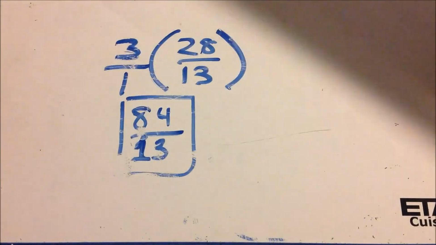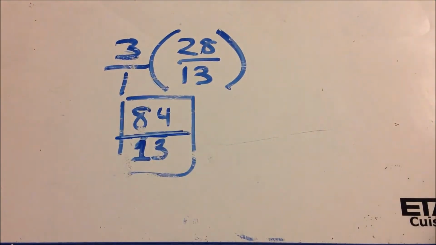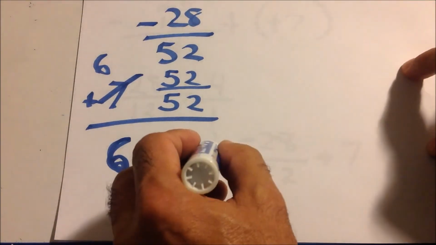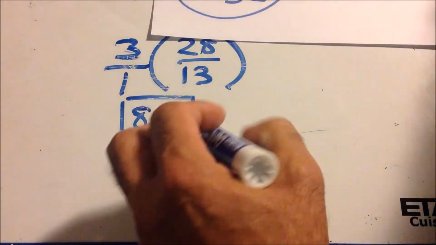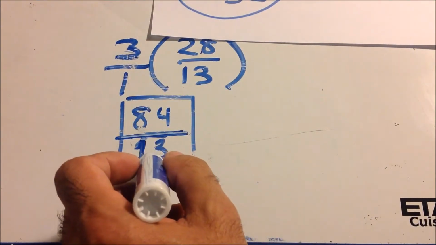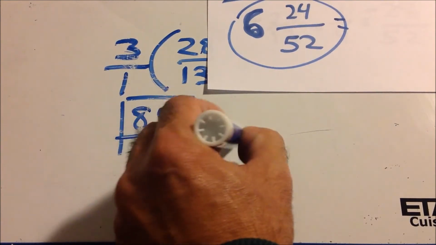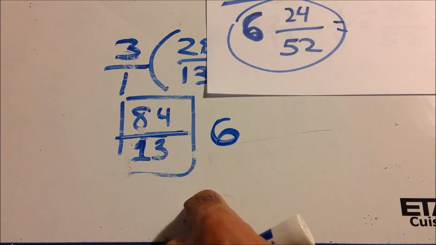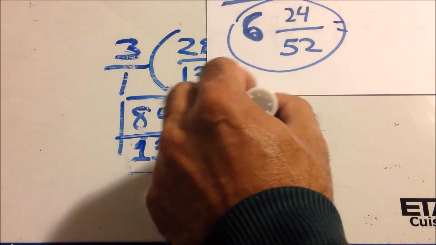Okay, and now, remember, on one side we had 84 over 13, but now we have 6 and 24 over 52. Well, let's look at this. We have the same answer. I'll bring them over here. 13 goes into 84 6 times. There's our 6. And then that becomes 78. We have 6 left over.